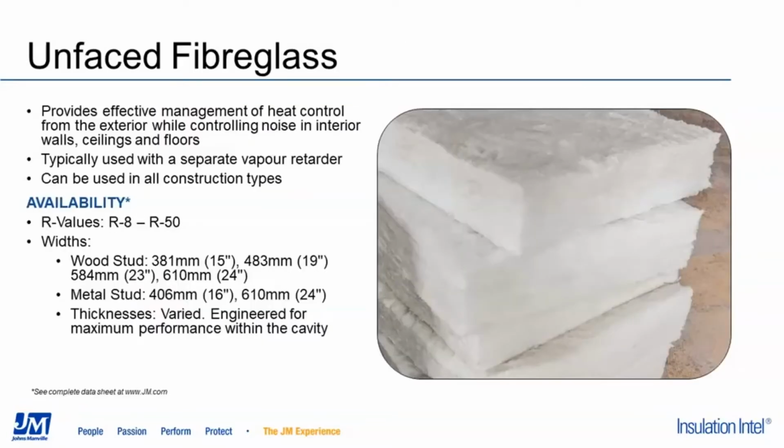For the Canadian market, everything we do is going to be unfaced fiberglass. It provides effective heat and sound control in the walls, ceilings, and floors. Can be used in all construction types. It's available in various R values, all the way from the thinnest product offering in an R8 up to a ceiling application in an R50. The widths we covered on the previous slide, but the thicknesses are varied and engineered for the appropriate R value and performance within whatever your application is.